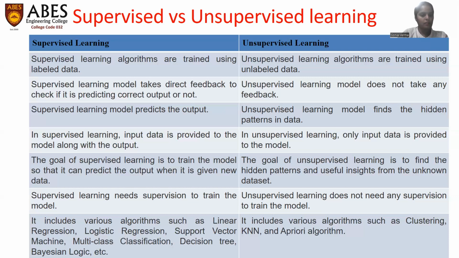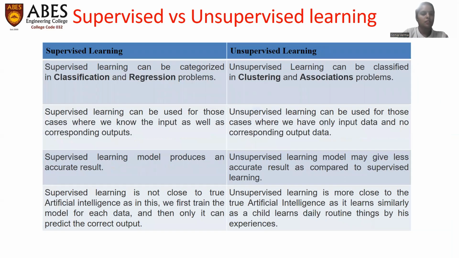In supervised learning the model needs supervision, but in unsupervised learning it does not need any supervision. For algorithms, I already explained some: linear regression, logistic regression, and here we have clustering and association in unsupervised learning. So we can say that supervised learning is not too close to true artificial intelligence because it needs some supervision, but unsupervised learning is closer to artificial intelligence because it learns based on similarity.